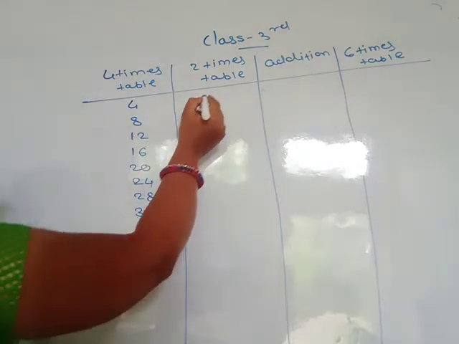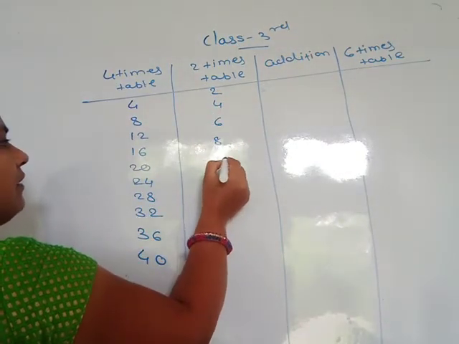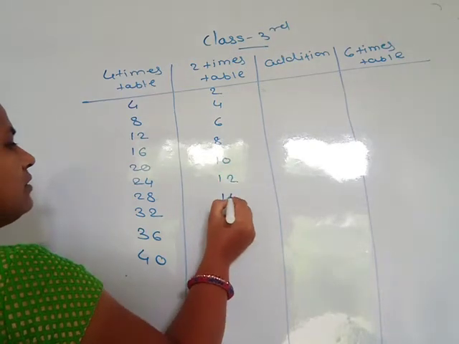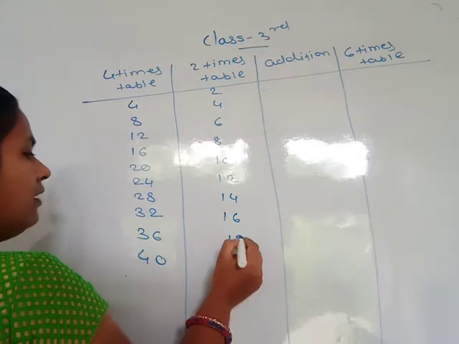Then here write the 2 times table. 2 1 is 2, 2 2 is 4, 2 3 is 6, 2 4 is 8, 2 5 is 10, 2 6 is 12, 2 7 is 14, 2 8 is 16, 2 9 is 18, 2 10 is 20.